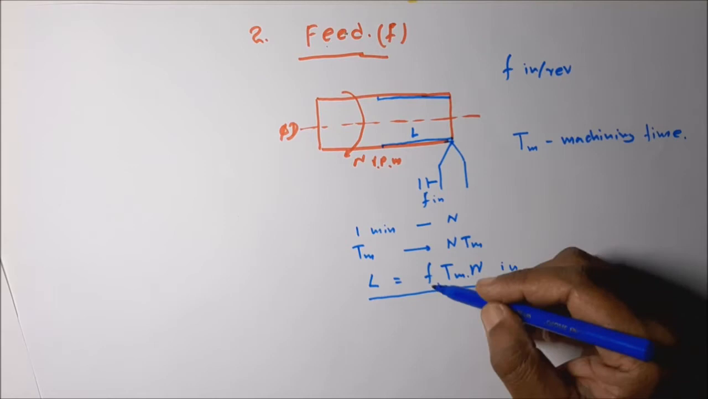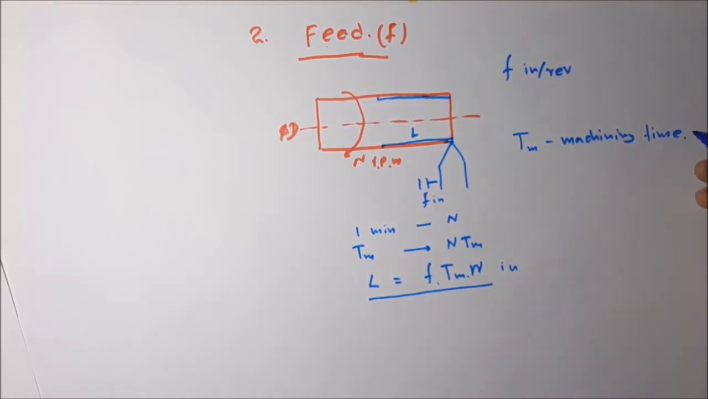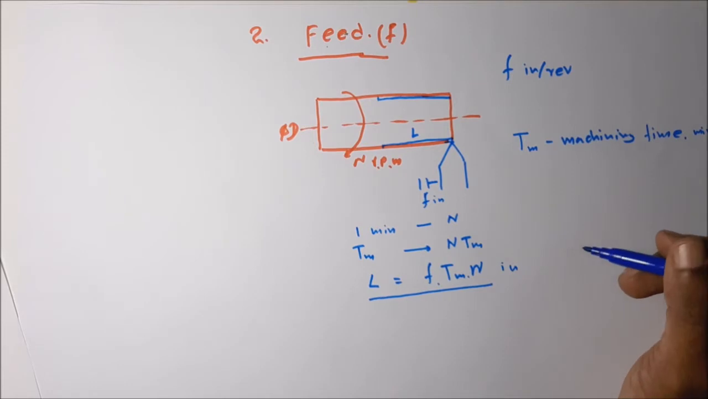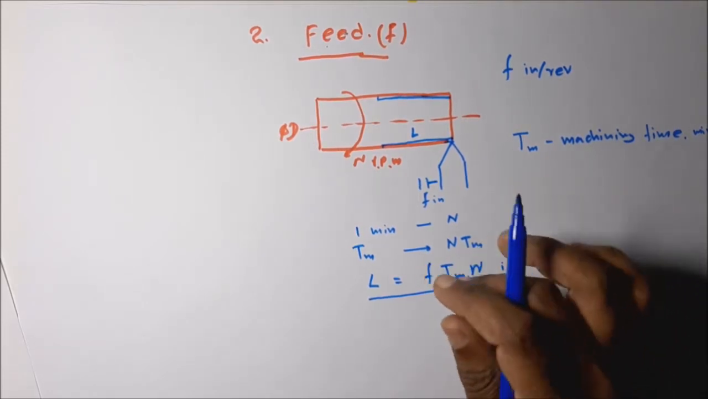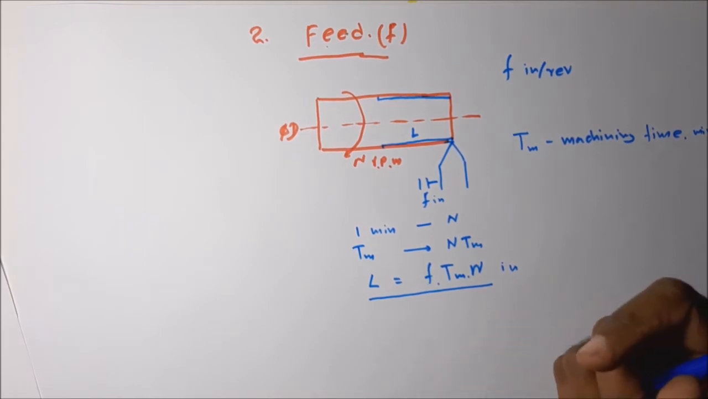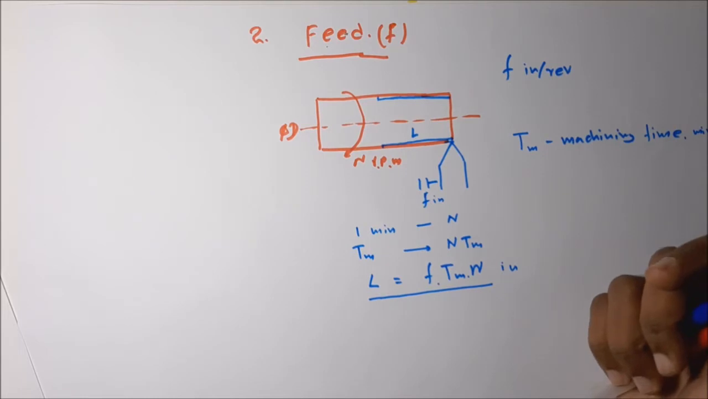Feed is a rate, in inches per revolution. TM is the machining time, let's take it in minutes. N is the RPM value, so we get L in inches. This is how we calculate the length of cut if you know the feed rate.